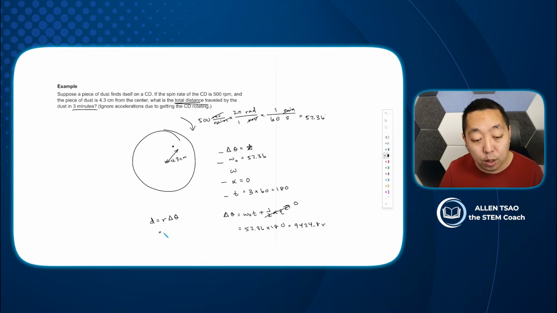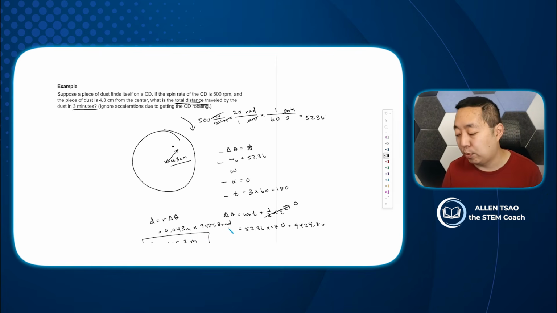And then we say, oh, but for the distance we just multiply by 0.043 meters times the 9424.8 radians. And then times 0.043, I end up getting 405.3 meters. Now, you might be a little confused, like, hey, what happened to the units?